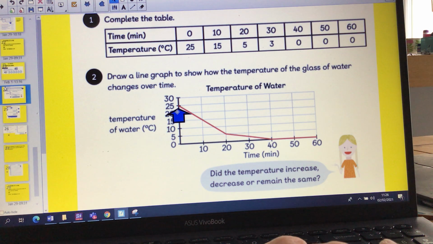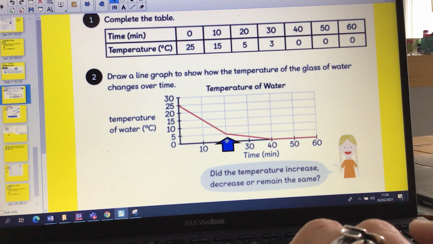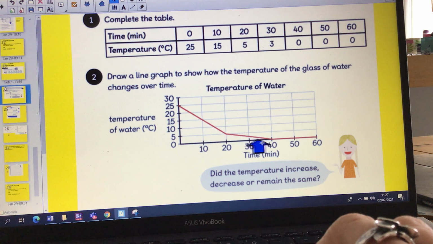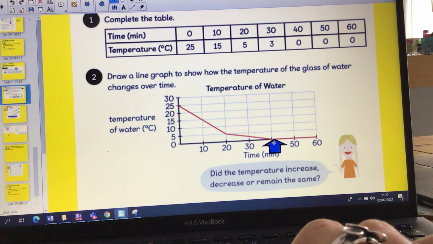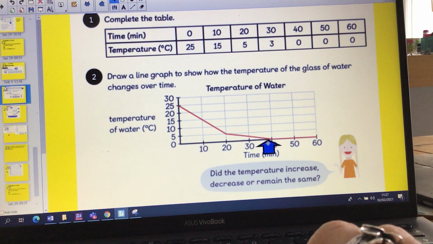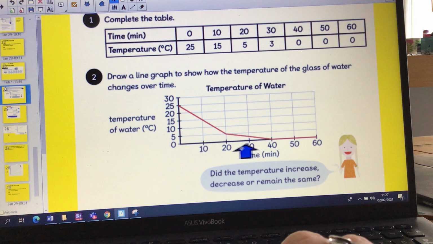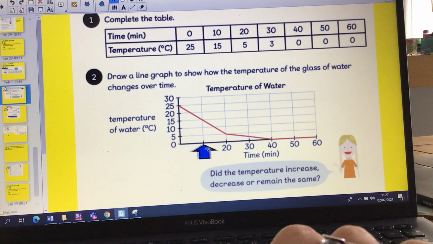Our line starts here at 25, and you can see it decreases after some time all the way to here. So it is going down, isn't it? And you can see after 40 minutes, can you see there, it's actually hit 0, which is freezing point, isn't it? It's actually hit 0.